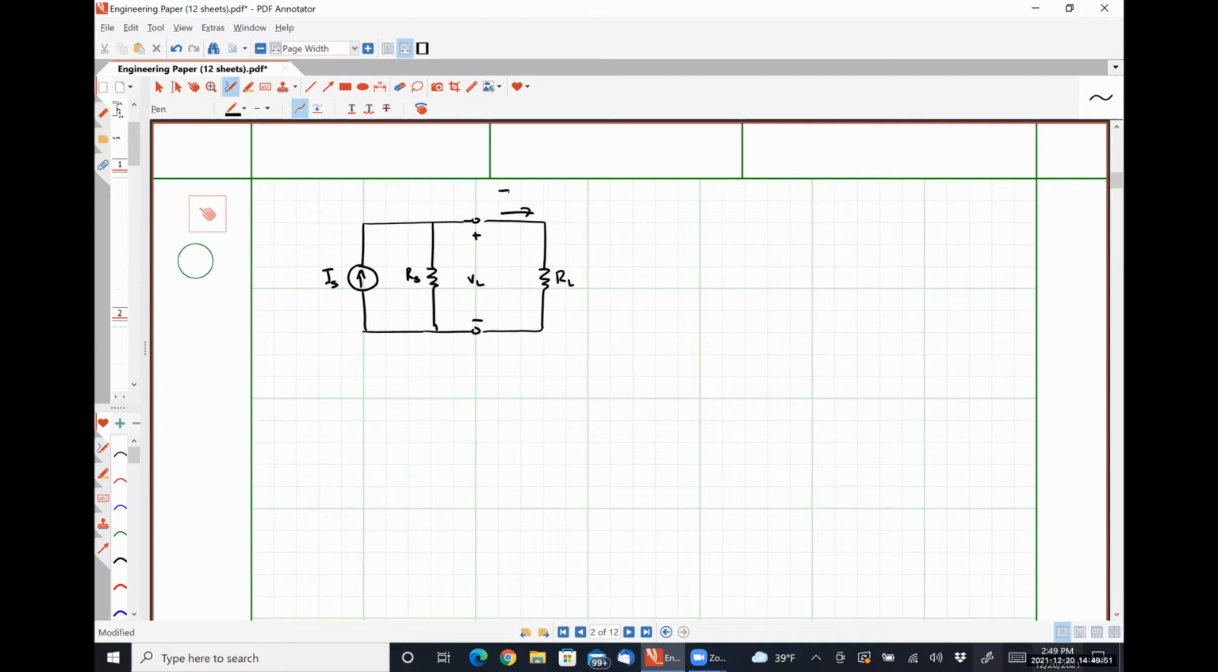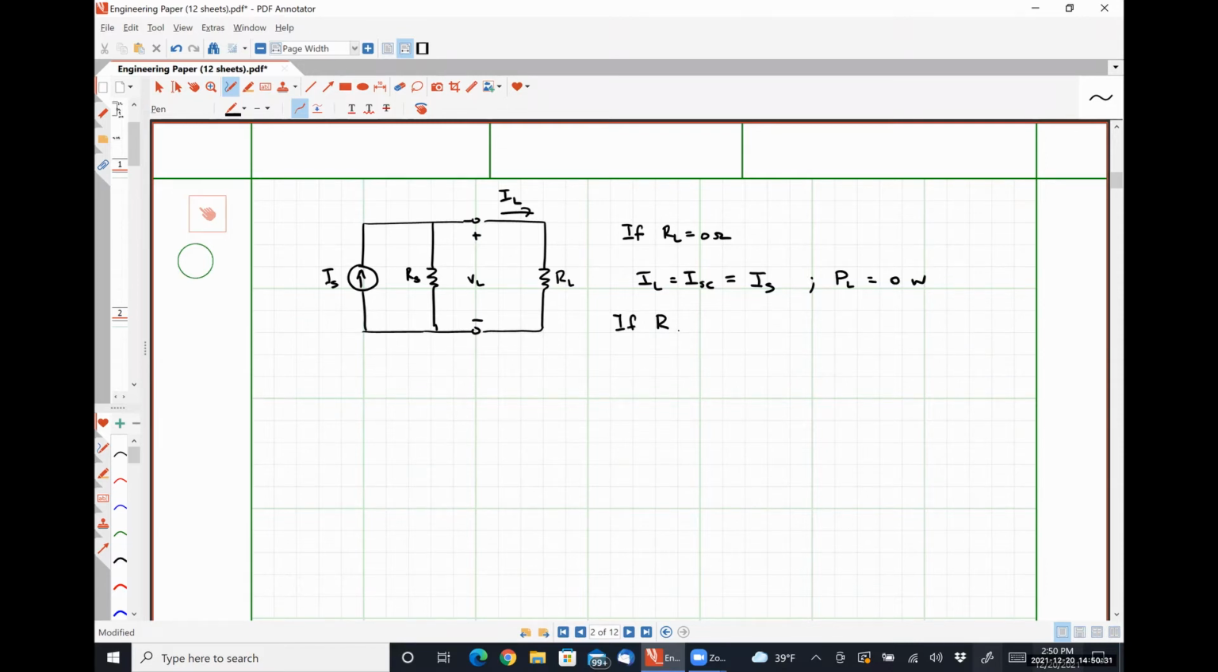And this is my current I sub L. So let's say RL is a short circuit, and IL will be our short circuit current, which in this case should be what? Pardon? IS. All of the current will flow through the short circuit. And our power absorbed by our load will be 0.